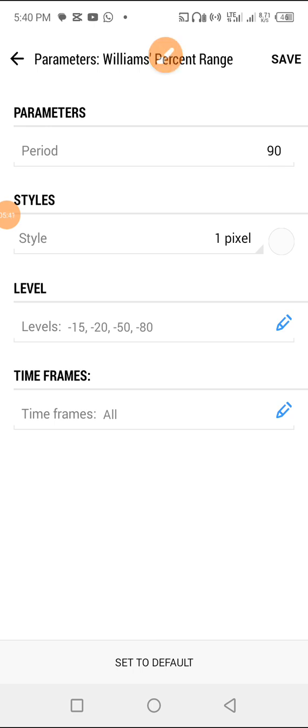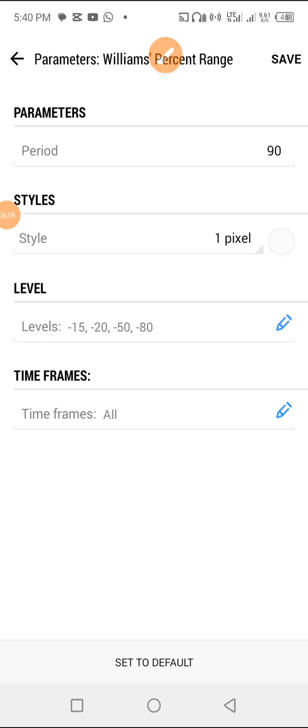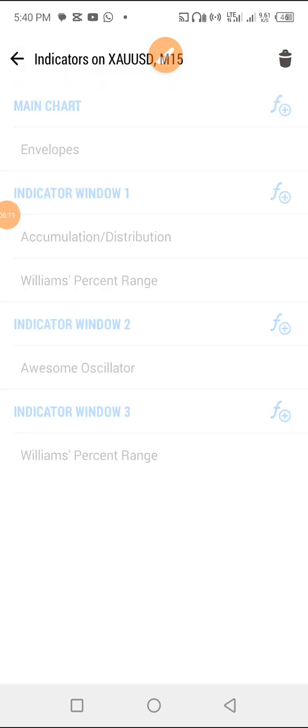Then after that, make sure these levels are intact: -15, -20, -50, and -80. Is that clear? Make sure you can also add the description. When price crosses below -20, we should be expected to take our sell entry. Then you take your first TP at your level 50. For buy, you also apply when price closes above level 80, you take your buy while you take your TP at level 50. So once you are done, you click on save.